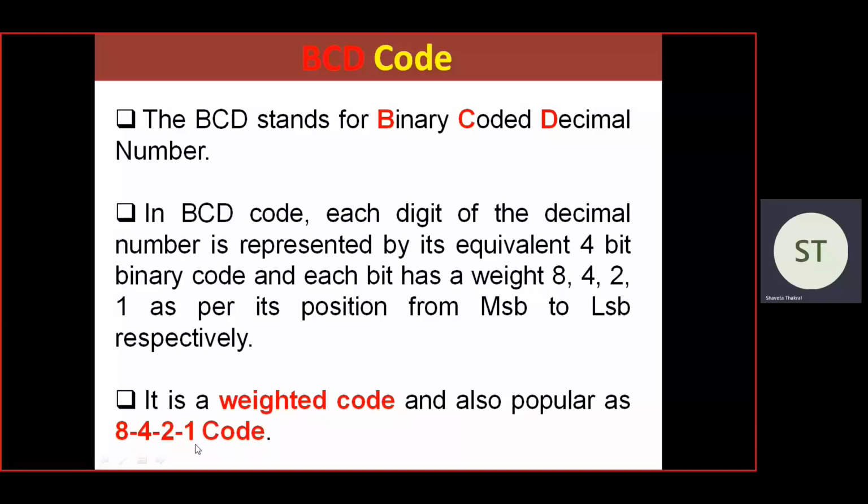They are also popular as the 8421 code because the weights are in the order 8, 4, 2 and 1. 1 is the weight assigned to the least significant bit, 2 is assigned to the next consecutive bit, 4 is assigned to the next consecutive bit, and 8 is the positional weight of the most significant bit. So remember that BCD code is also called 8421 code.